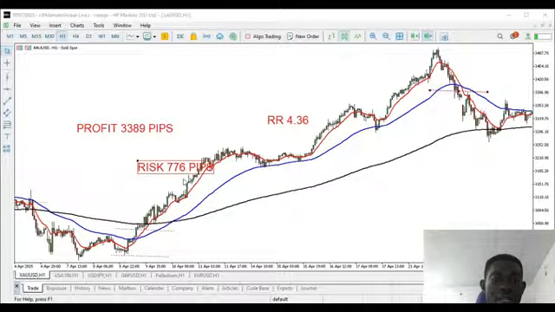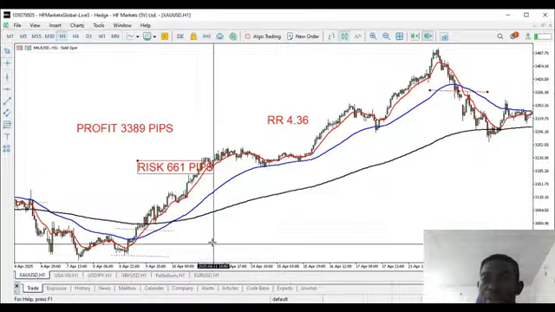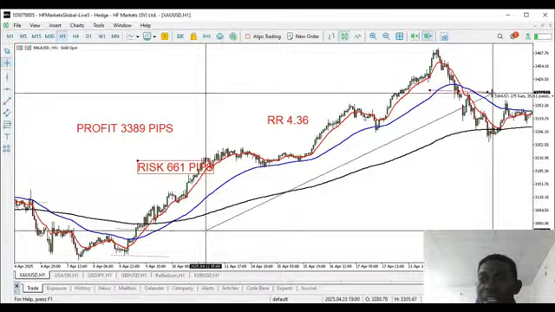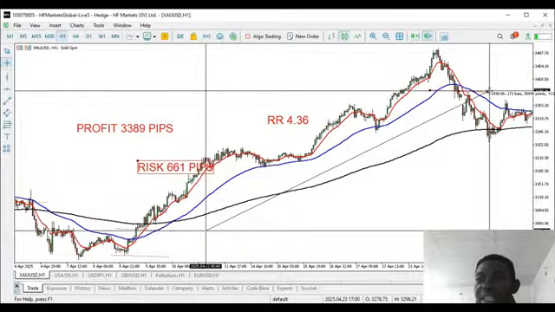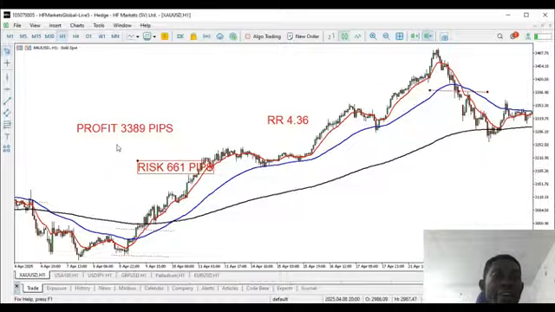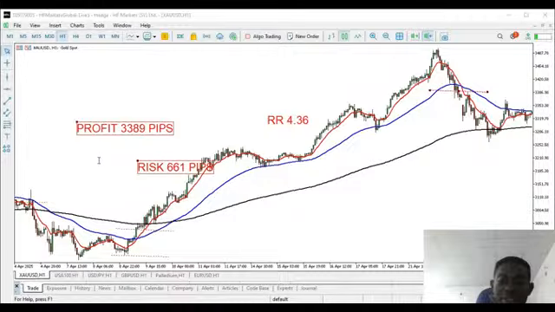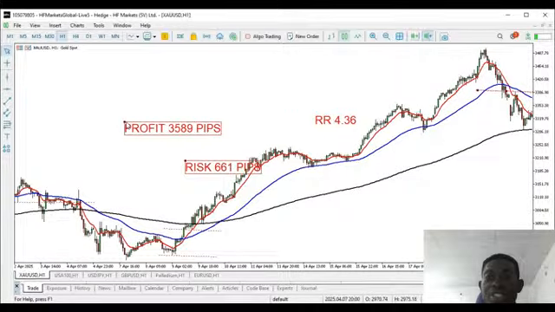And then look at my profit. My profit is how many pips? My profit is 3,589 pips. Can you imagine? That is my profit. And what is the risk to reward ratio of that?